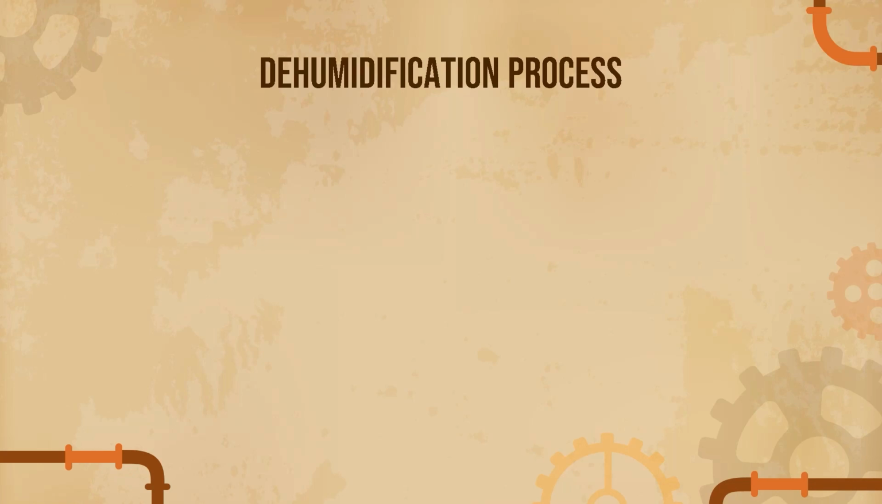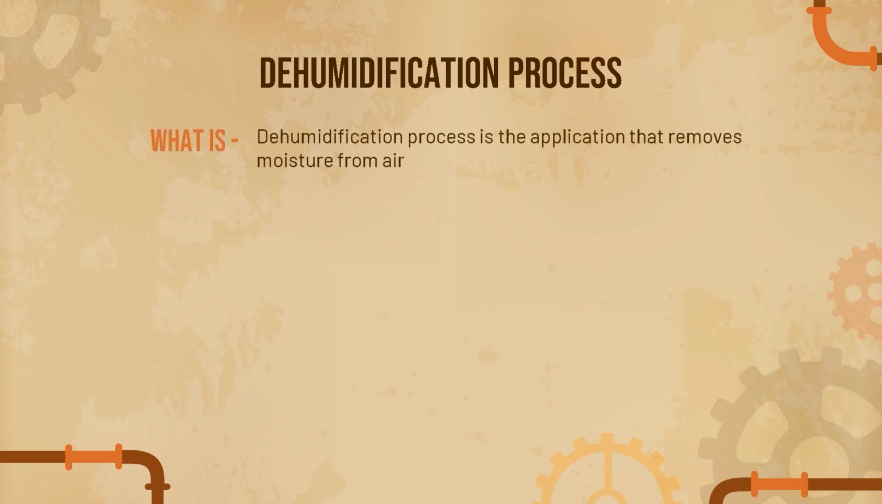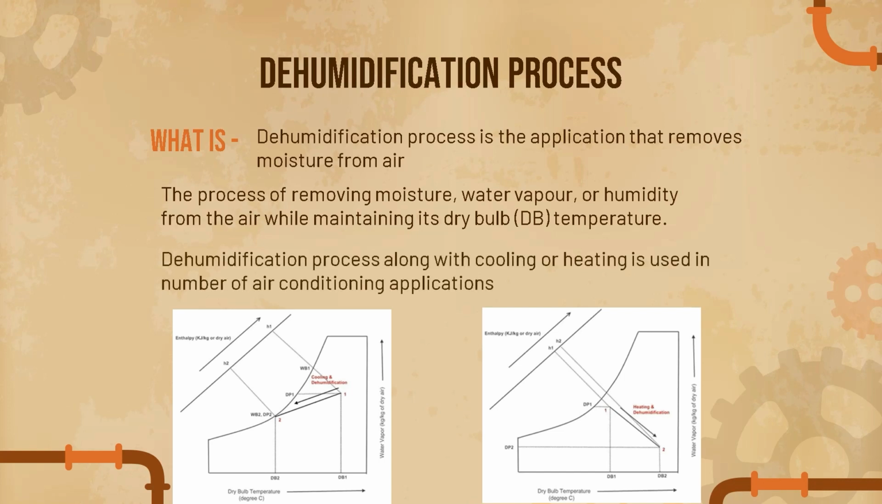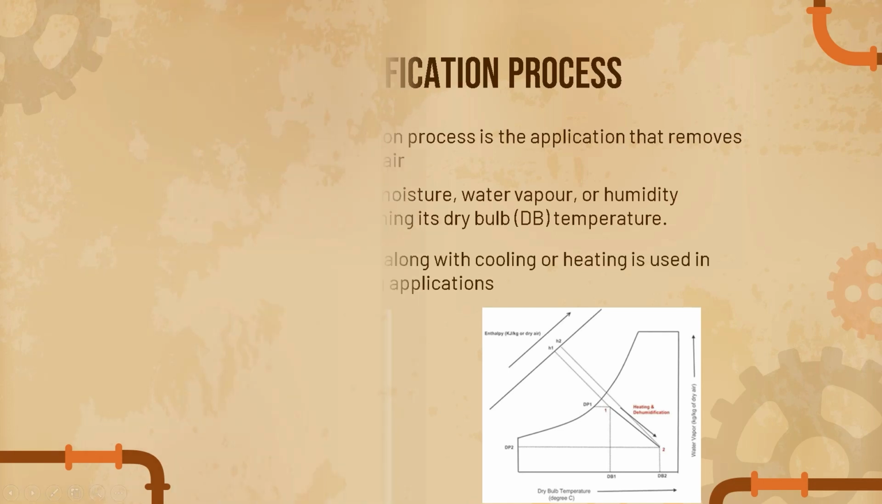The dehumidification process is generally about removing moisture from the air. The dehumidification process is the process of removing moisture, water vapor or humidity from the air while maintaining its dry bulb temperature. Based on the graph below, it comes with cooling and heating in the dehumidification process.